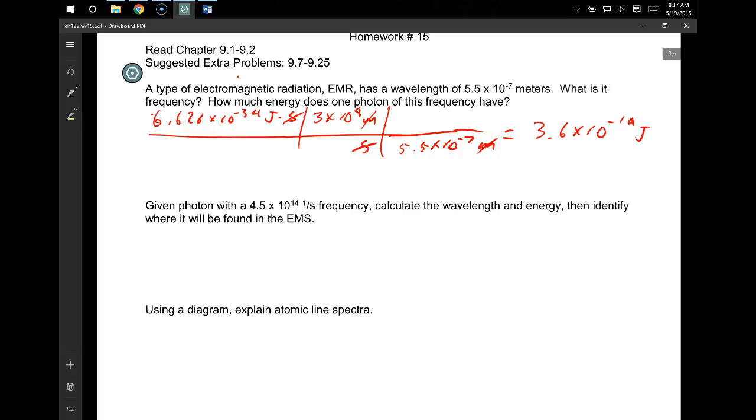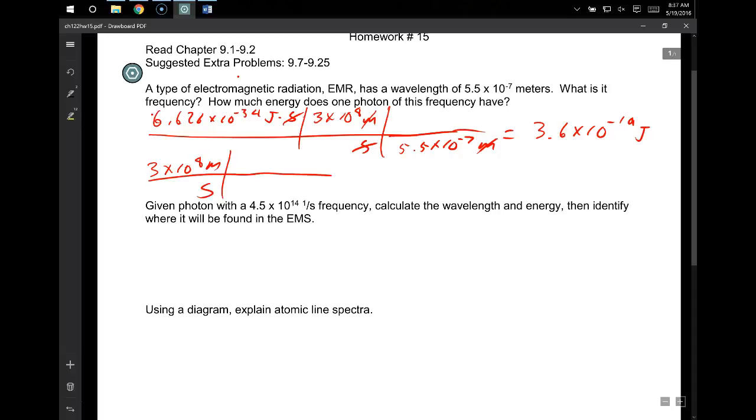What I need is 1 divided by seconds for my answer units. So I'm going to start with 3 times 10 to the 8th meters divided by seconds, and now I have the second unit right where I want it. Now I just need to get rid of the meter unit, so I'll use what I was given, that 5.5 times 10 to the minus 7th meters, and now meters are gone. So 3e8 divided by 5.5 e negative 7, and I get 5.5 times 10 to the 14th, 1 divided by seconds. Seconds is in the denominator.